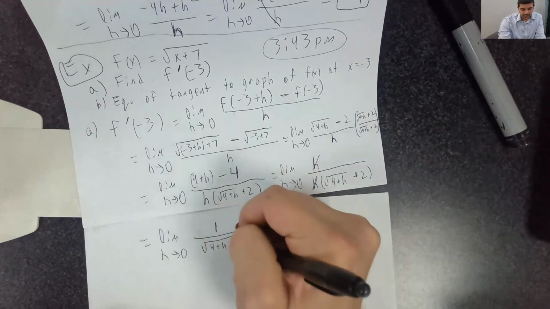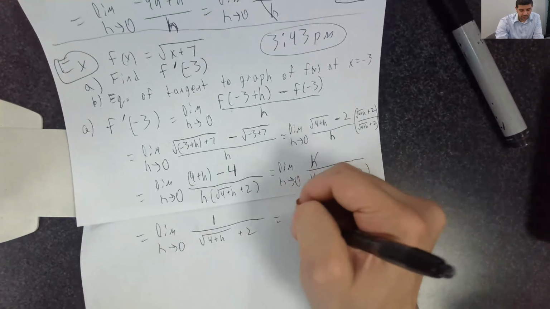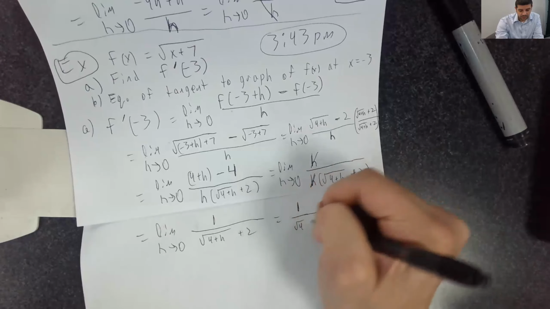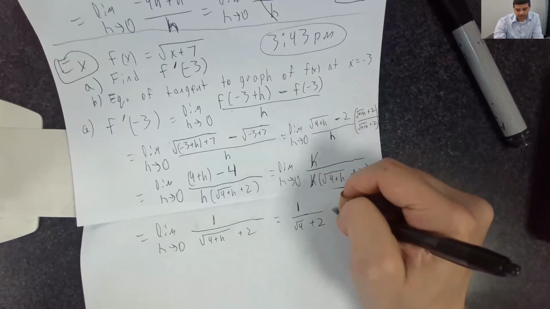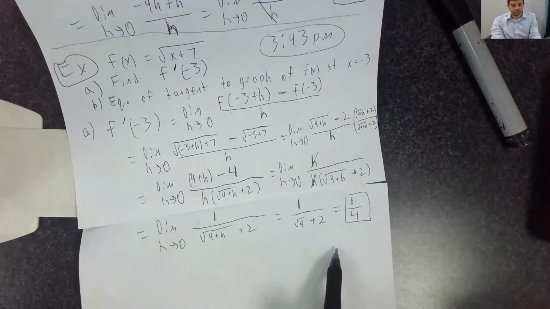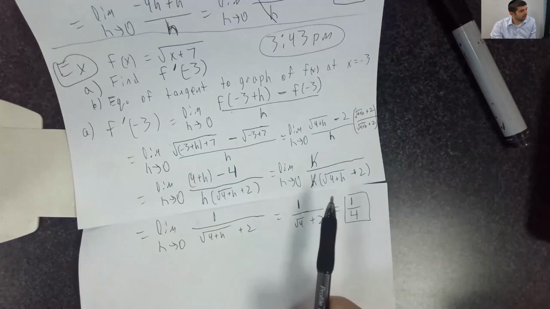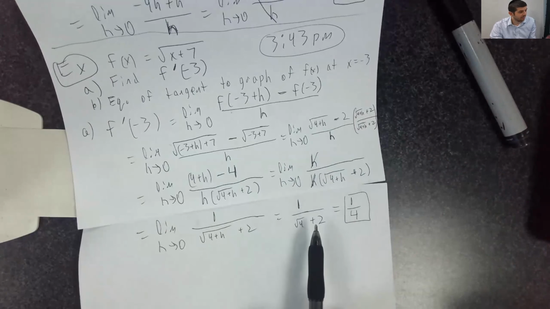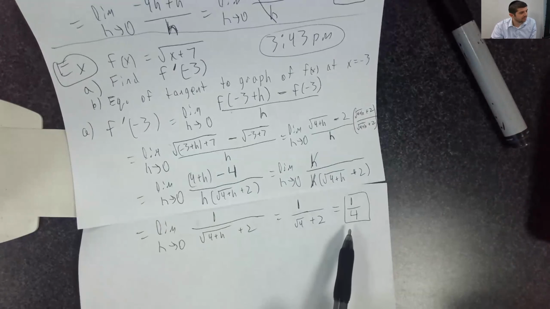And now we could just substitute h equals 0. So 1 over radical 4 plus 2. So 1/4. Okay, so 1/4. You guys get that? Any questions on this? Remember, all the tricks that we need to do this came from the previous sections. That's really why we did the rest of chapter 2, so that you're able to use all those tricks to compute these limits. That's what you need.